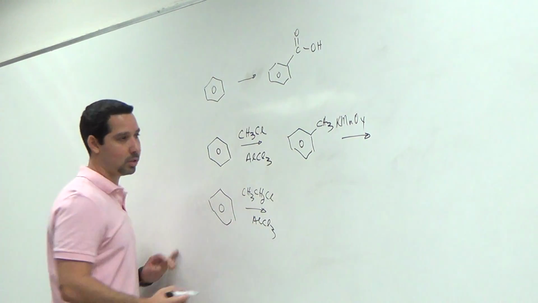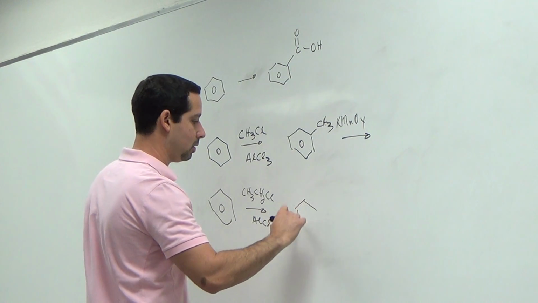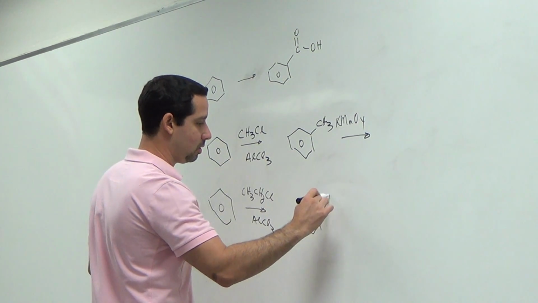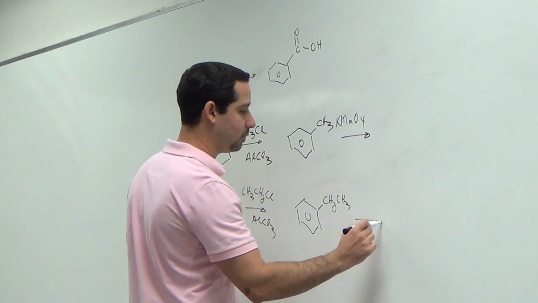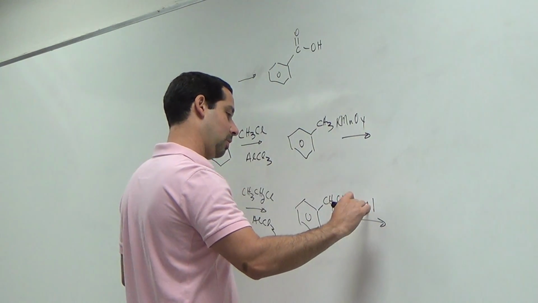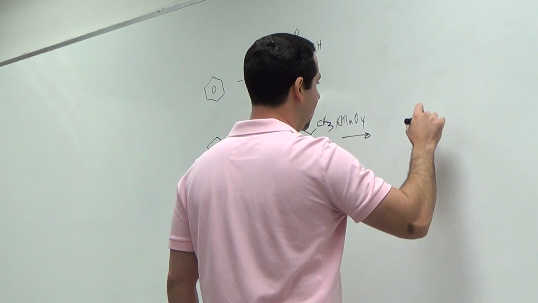So now you have two carbons. It's still going to give you the same thing, no matter how long. I can still do it, right? Yeah. KMnO4. Yes? And both of these give the carboxylic acid.